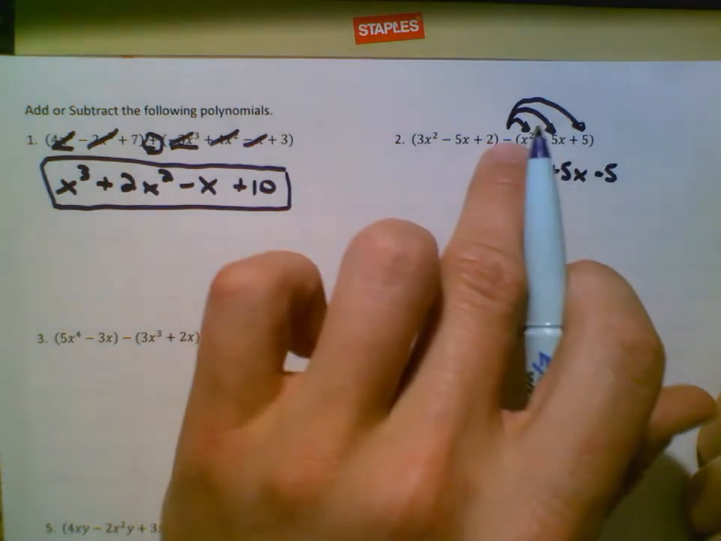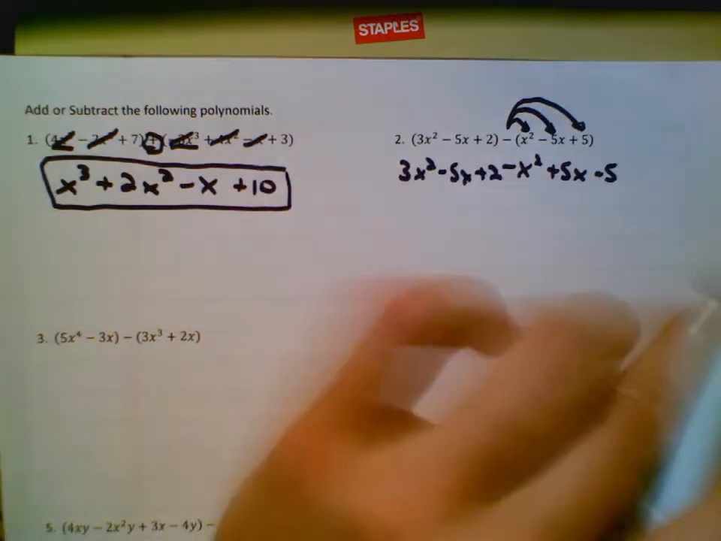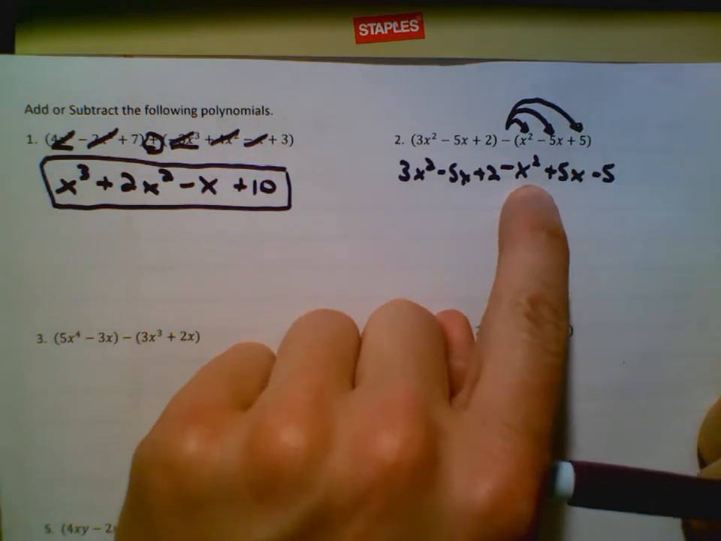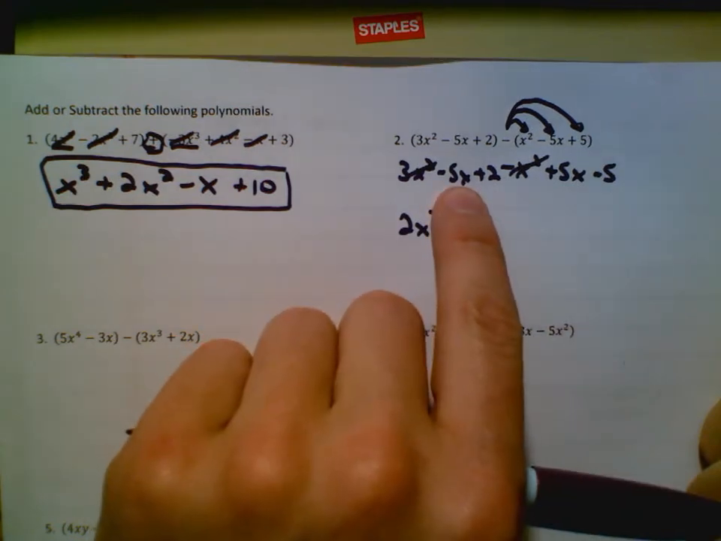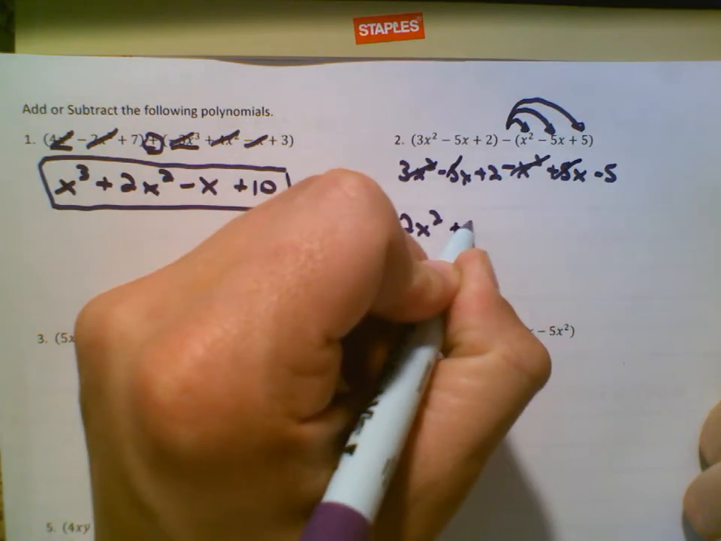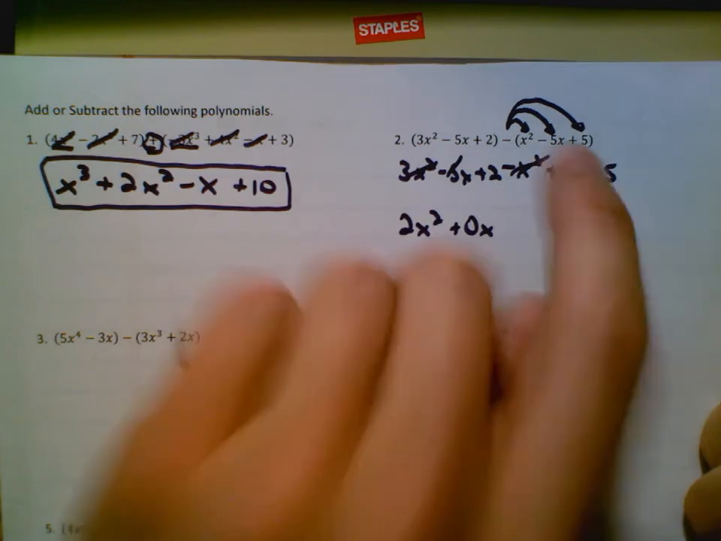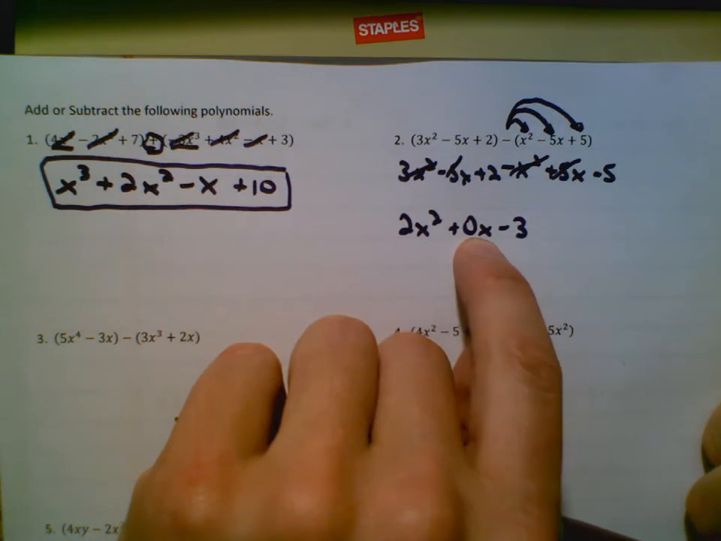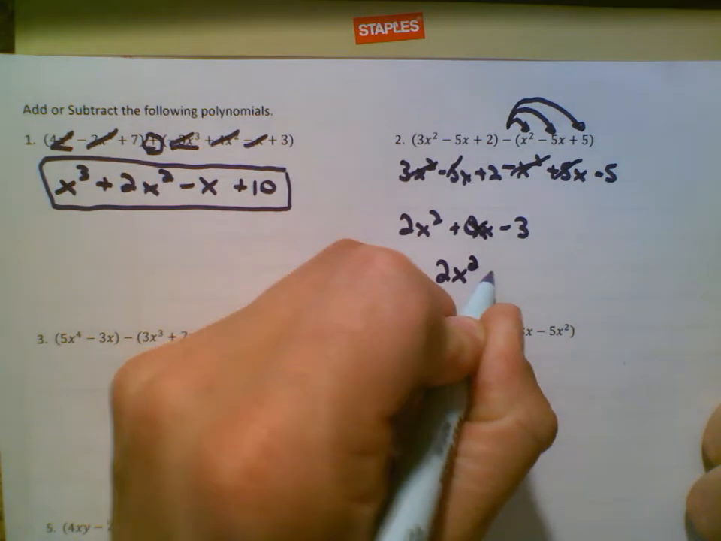So I can just simply distribute the negative, drop the first polynomial down, and then combine like terms. If I have 3x squared and I take away 1x squared, I'm going to be left with 2x squared. If I have negative 5x and I add 5x, those will cancel out, leaving me with 0 x's. And then if I have 2 minus 5, I get negative 3. Now, this 0x, 0 times anything is just 0, so we actually don't even need to write this. We can write our answer as 2x squared minus 3.